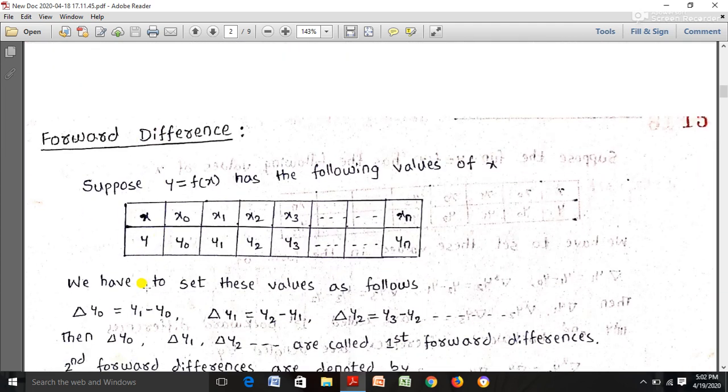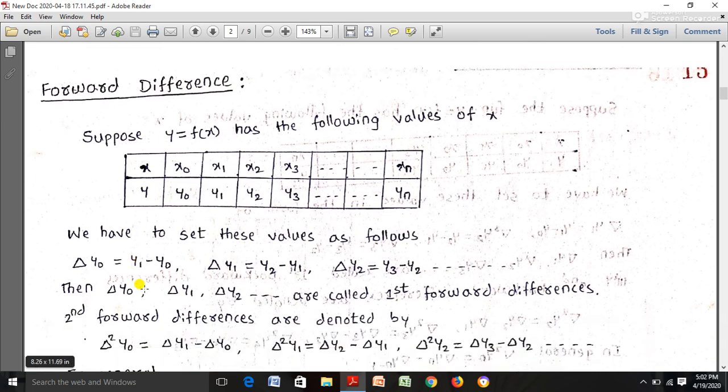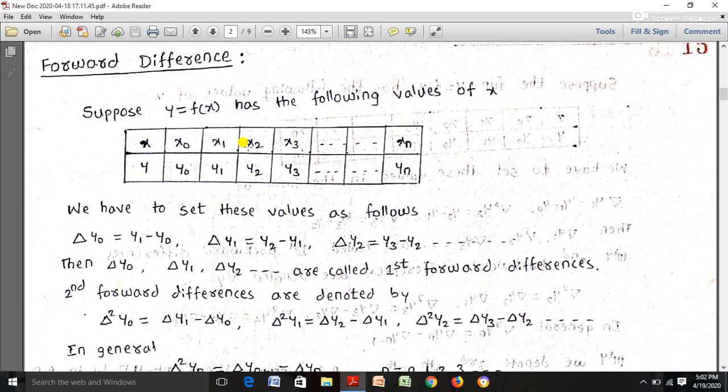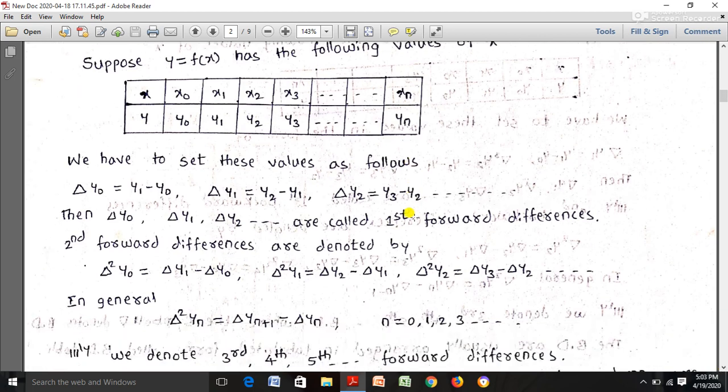Then next we can see the forward differences. Suppose y is equal to f of x has the following values. Here one table is there: the first row is x values and the second row is y values. The x values are x0, x1, x2, x3 and so on up to xn. Similarly, the corresponding y values are y0, y1, y2, y3 up to yn.